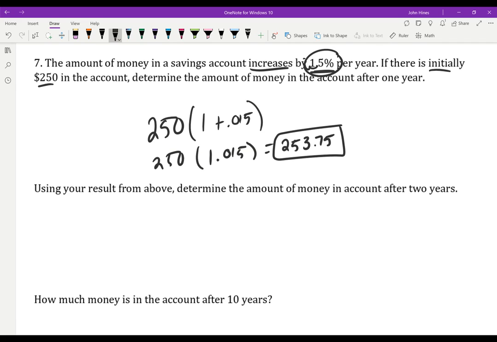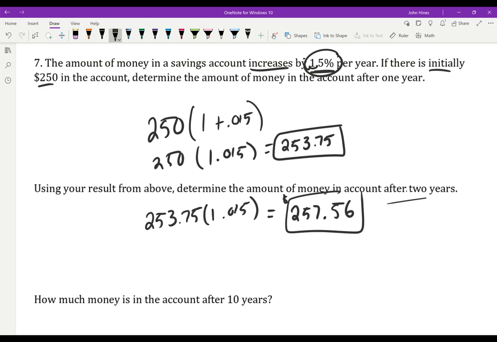Using your result above, how much money is there after 2 years? So this is year 1. Another year goes by, so let's do another multiplication. Let's do another 1.015. At this point I get 257, and since it's money I round to 2 places, so I get 257.56. Again, I just type that into my calculator. This is year 1. This now is year 2, because I did another boost of interest to that account.